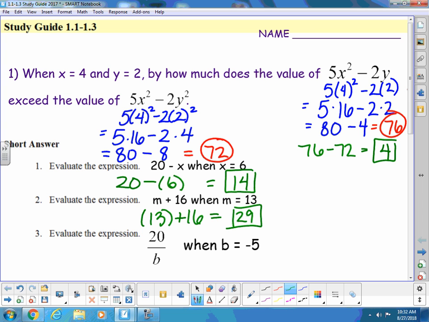Evaluate 20 divided by b when b equals negative 5. Be careful with the negatives. That was one on the little pre-test. Had a few people make mistakes on. 20 divided by negative 5 is equal to negative.